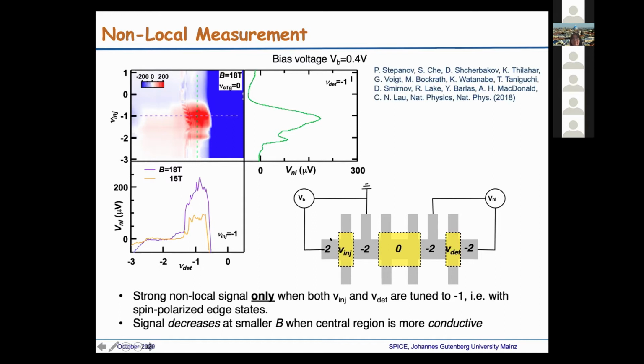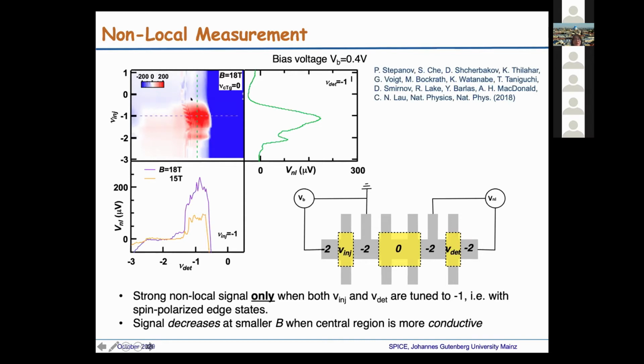Now we apply a bias between the two filling factor 2 states on the left, to establish a chemical potential difference between spin up and spin down states. And if this injector region is tuned to filling factor -1, this will act as a filter, so that, for example, only spin up electrons will go through. On the detector side, we have the reciprocal setup for the detection, and we'll measure the non-local voltage between the filling factor 2 states.